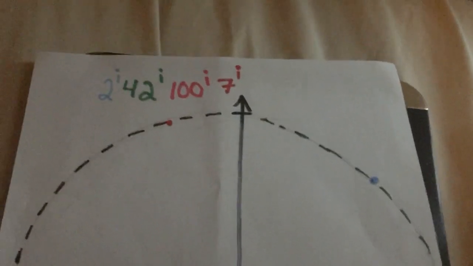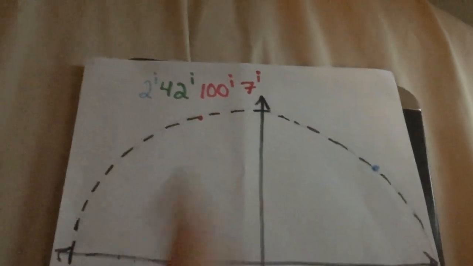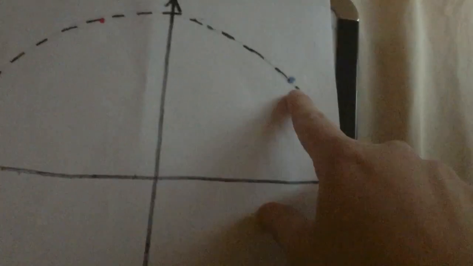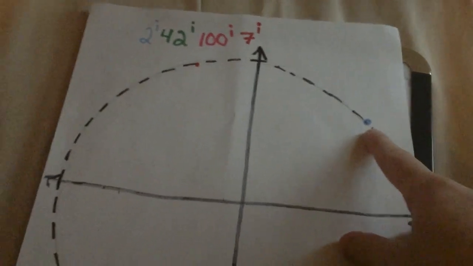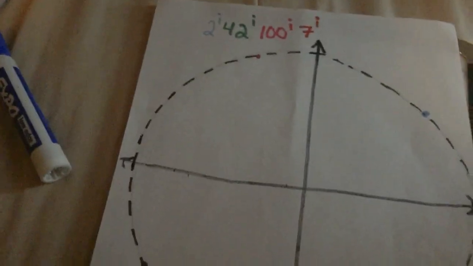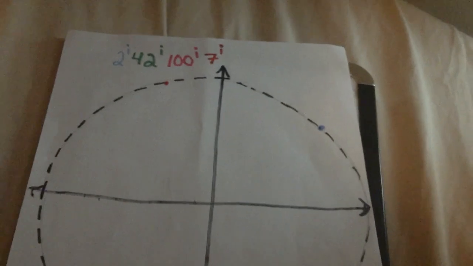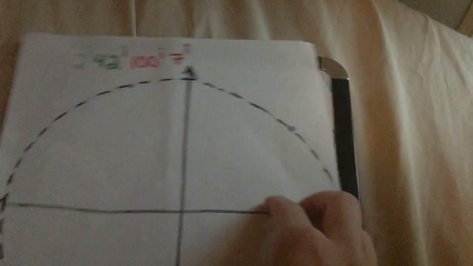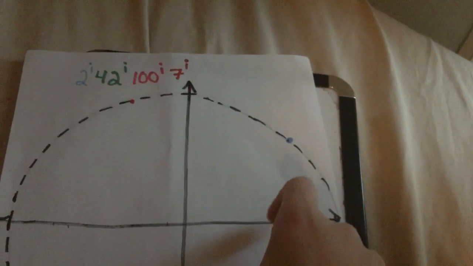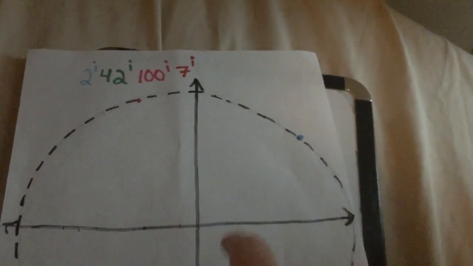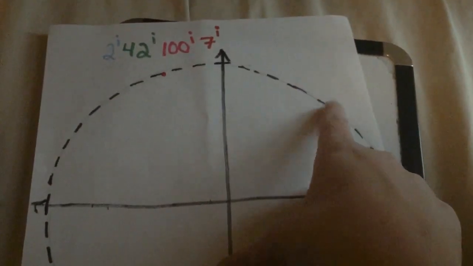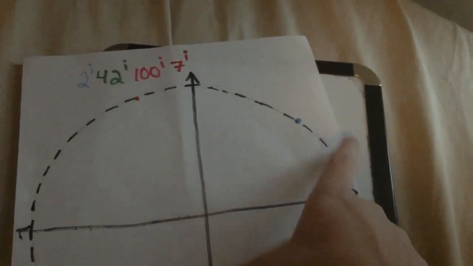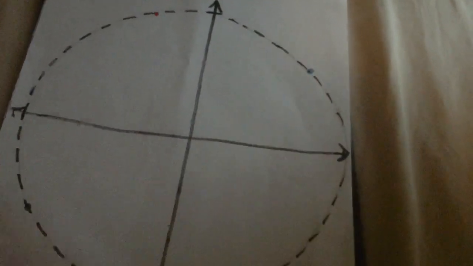I have 2^i, 42^i, and 100^i here with 7^i. I calculated these values and graphed them. Look, 2^i on the unit circle, 42^i on the unit circle, 100^i on the unit circle. This can be explained with easy trig. The x value is the cosine, which is x over r, and then the y value is the sine value, so it's y over r, and that leaves it with a radius of 1.